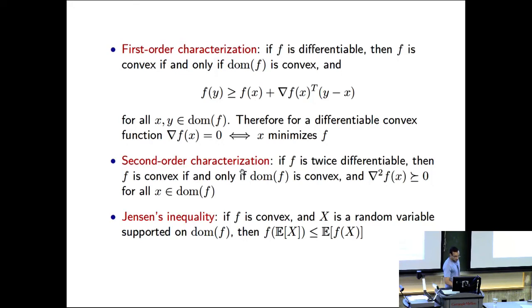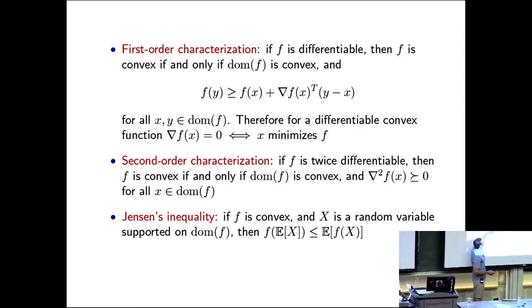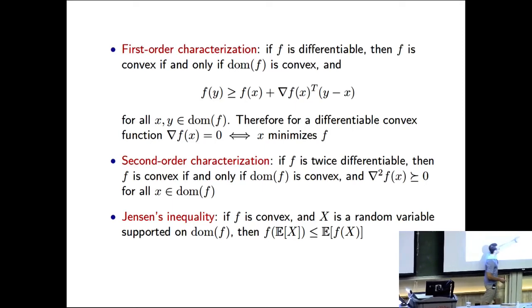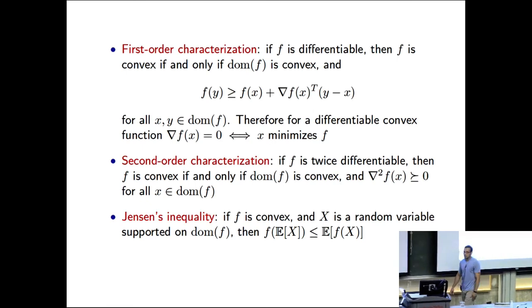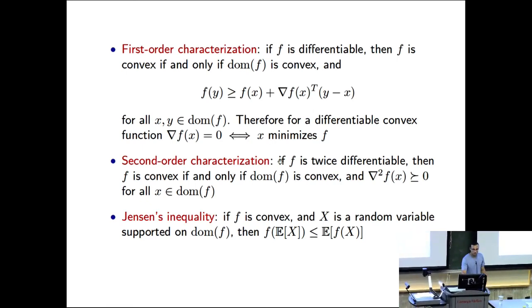The second-order characterization is as follows. If f has two derivatives, then it's convex if and only if the Hessian, which is now a matrix, has all the partial derivatives. So for example, the ijth component of this matrix is the derivative with respect to xi and xj of f. If that matrix is positive semi-definite for all x, then my original function is convex.